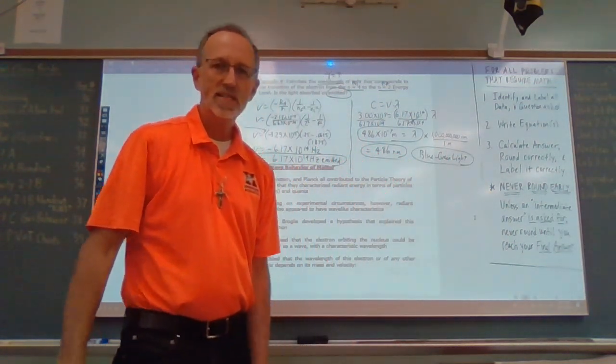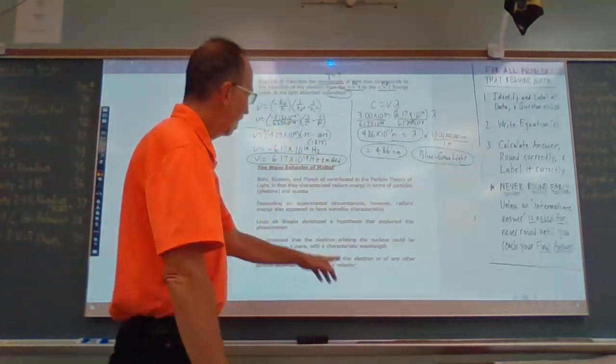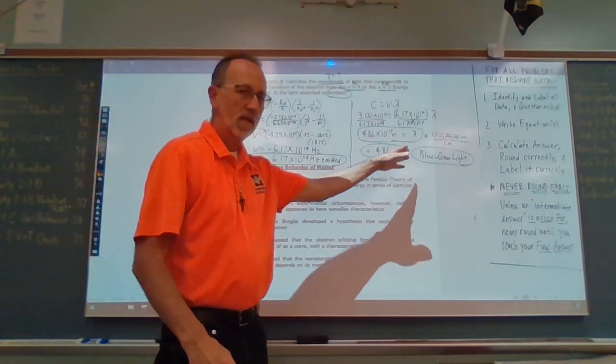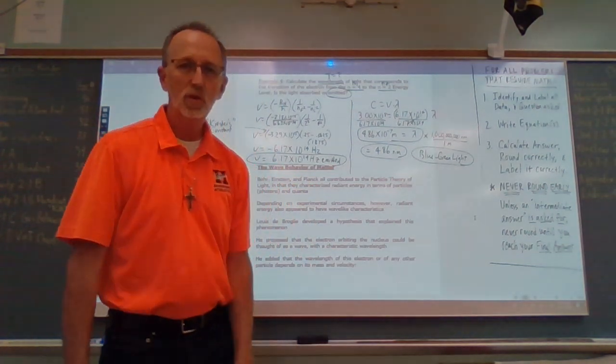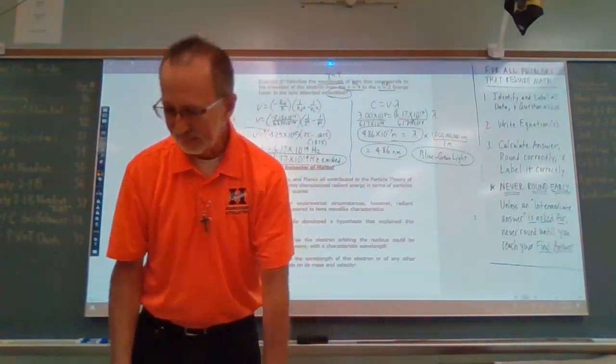So the energy transition of this electron from n equals 4 to n equals 2 is going to give off light in the blue-green region. Okay? Okay, last thing for today.